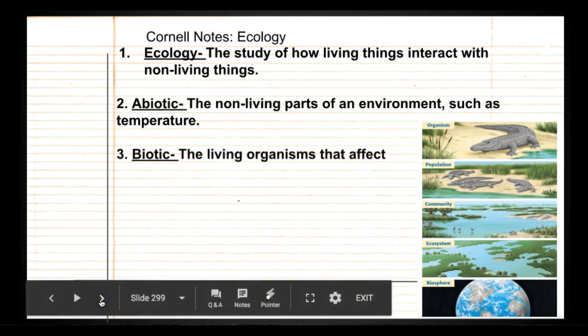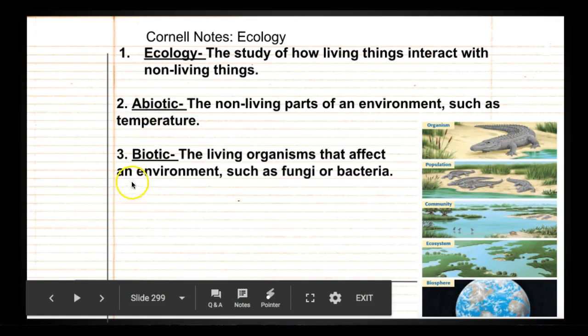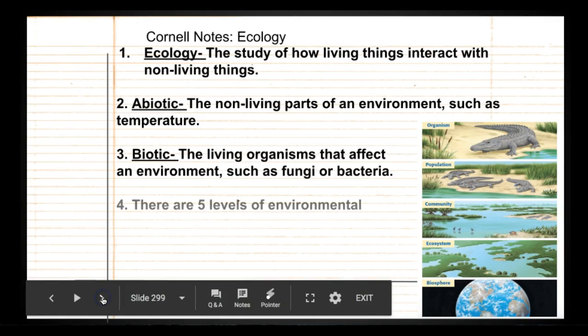So like I said, biotic are the living organisms that affect the environment, such as fungi or bacteria. For example, fungi can break down, let's say, rocks. Rocks are not living, but they can break them down and erode them. So abiotic and biotic work together. Go ahead and pause the video if you need to and come up with a question for four. Okay, moving on to number four, last idea.